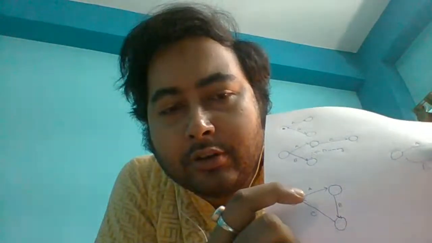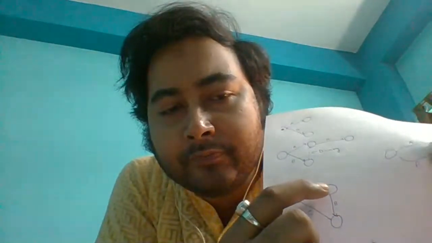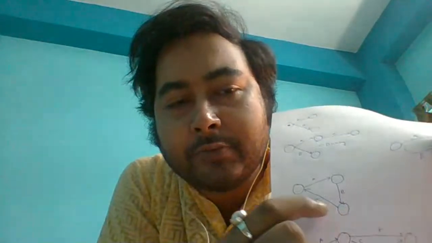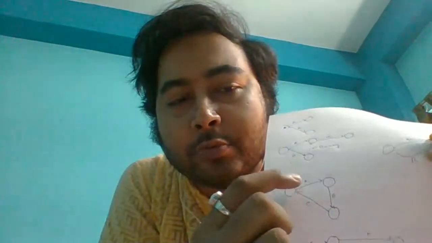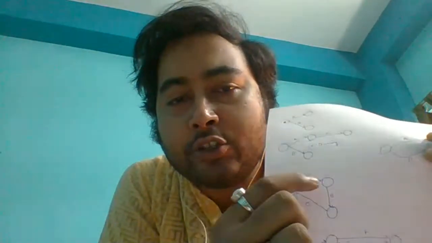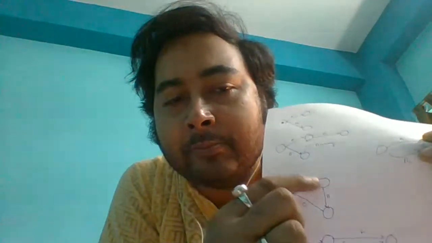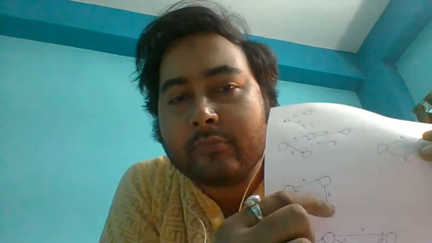A starts from here, goes here. B starts from here, goes here. C starts from here, goes here. It continues like a loop. This loop is not allowed in a network diagram. Okay?